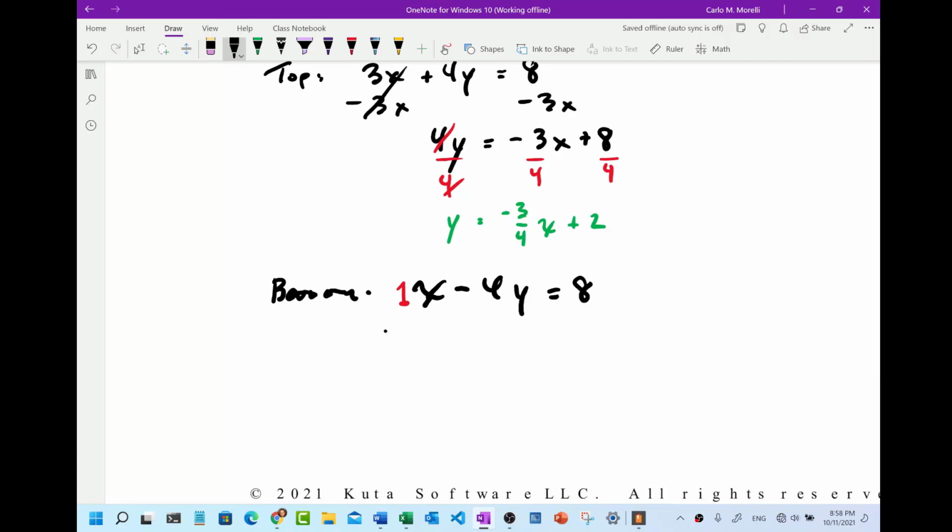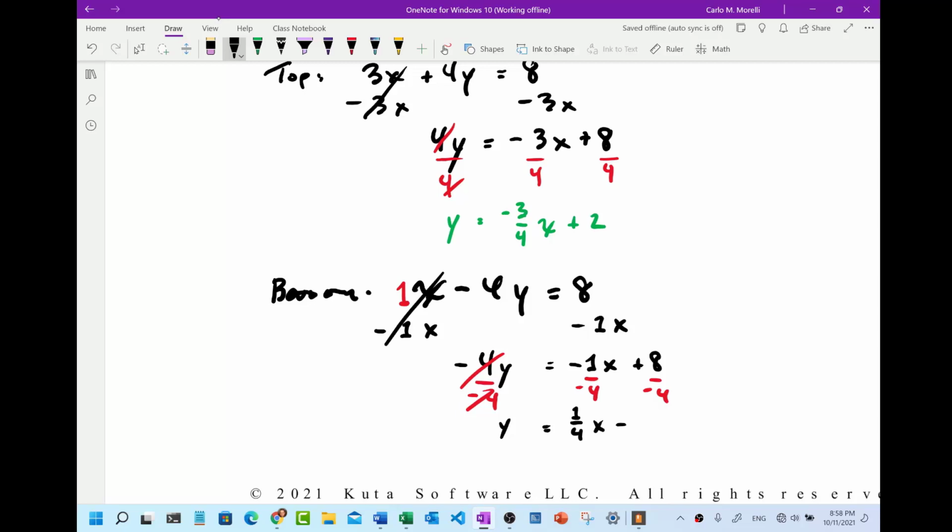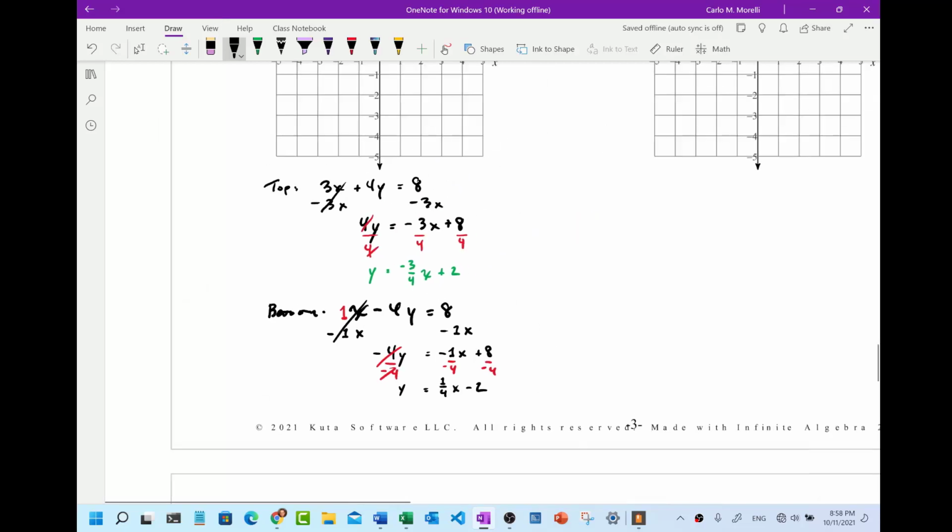Okay, so we'll subtract 1x from both sides. And that gives me negative 4y equals negative 1x plus 8. And now I'm going to divide everything by negative 4. Negative 4, negative 4. Okay. So y equals 1 over 4x minus 2. So now I've got my two equations.